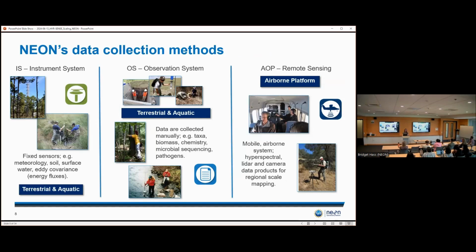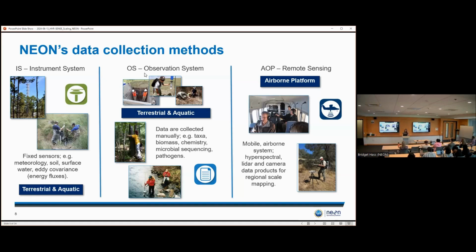I talked about this a little bit, but we have three main collection methods. The first is the instrumented systems. These are sensors that capture things like meteorology, soil, surface water, and eddy covariance or energy fluxes. These are the towers, the soil sensors, and we have a lot of aquatic sensors as well. We have the observational system, or OS. We like to use acronyms. These are basically boots on the ground, like people collecting measurements like stem diameters to get at things like biomass, as well as chemistry measurements. So we're capturing the nutrient content of leaves and vegetation. We have microbial sequencing and pathogens.